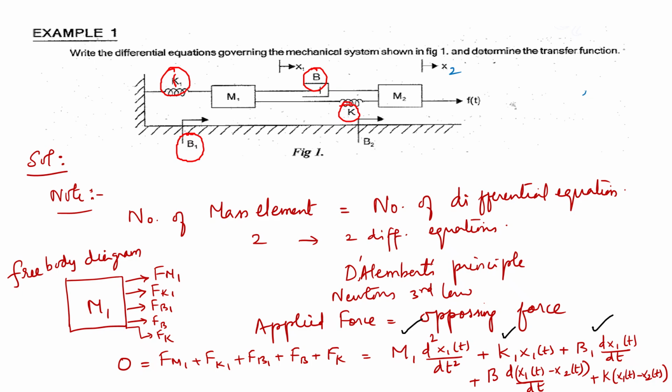But when you see these components b and k, they are common to both m1 and m2. So they might be represented in terms of the resultant displacements. So b into d by dt of x1 minus x2, plus k into x1 minus x2 will be those terms. Since we are considering m1, the primary displacement has to be x1.